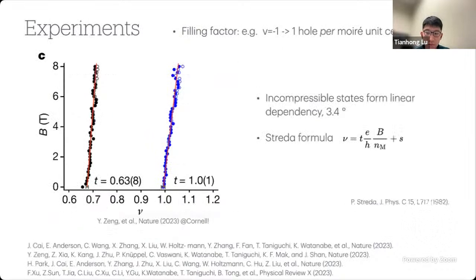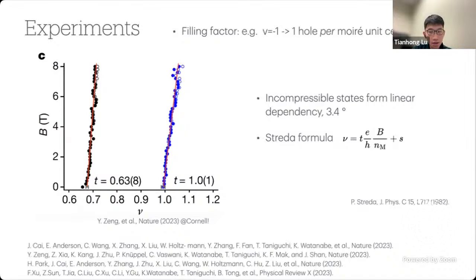The second work is performed at Cornell, so I hope I can explain this well enough. The second work provides another perspective. It tracks the incompressible states in the system at about 3.4 degrees. Why? Because when an FCI state is formed with interaction, it will create a gap between itself and other states, and they become the incompressible ground state. So by tracking those incompressible states, we can locate where FCI is.